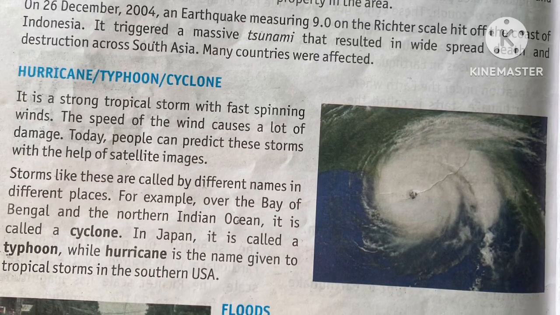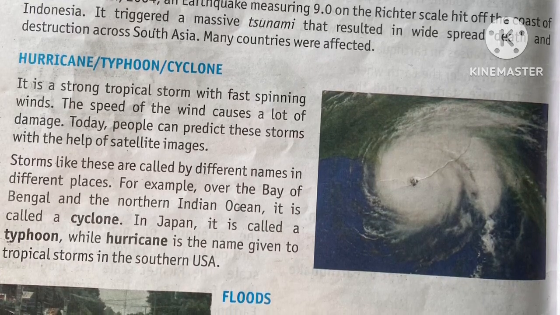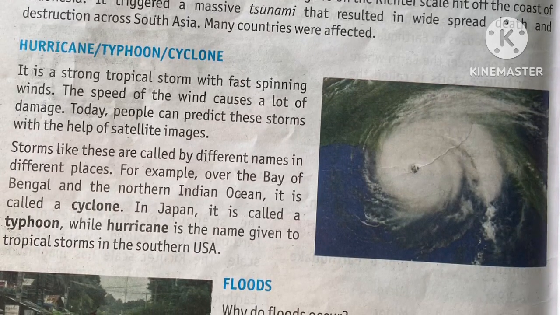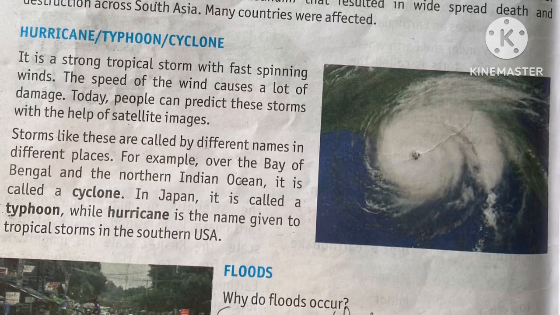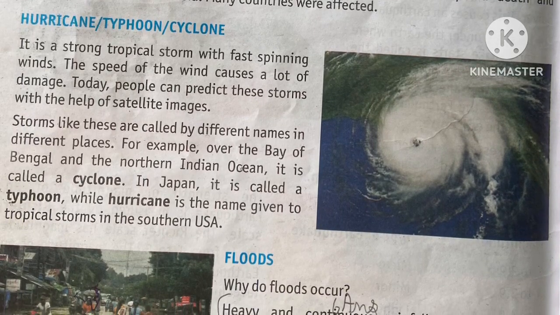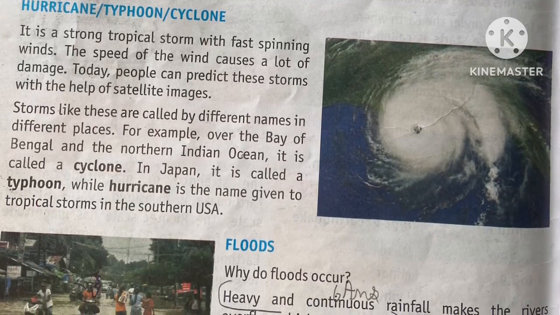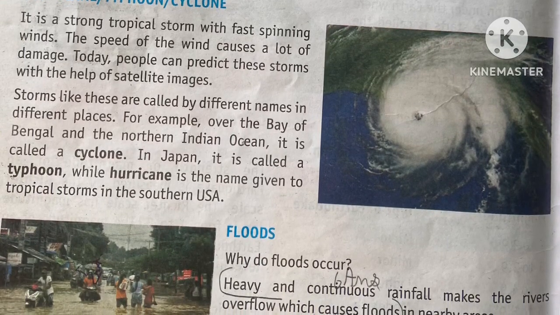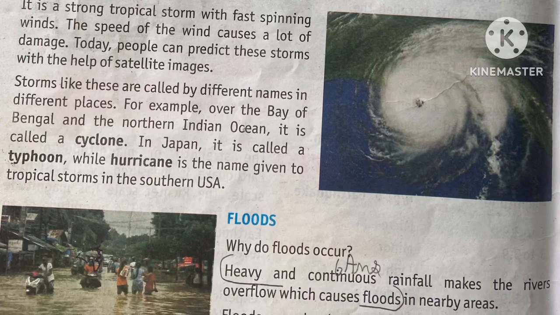A cyclone is a strong tropical storm with fast spinning winds. The speed of the wind causes a lot of damage. Today, people can predict these storms with the help of satellite images. Storms like these are called by different names in different places. For example, over the Bay of Bengal and the northern Indian Ocean, it is called a cyclone. In Japan, it is called a typhoon, while hurricane is the name given to tropical storms in the southern USA.